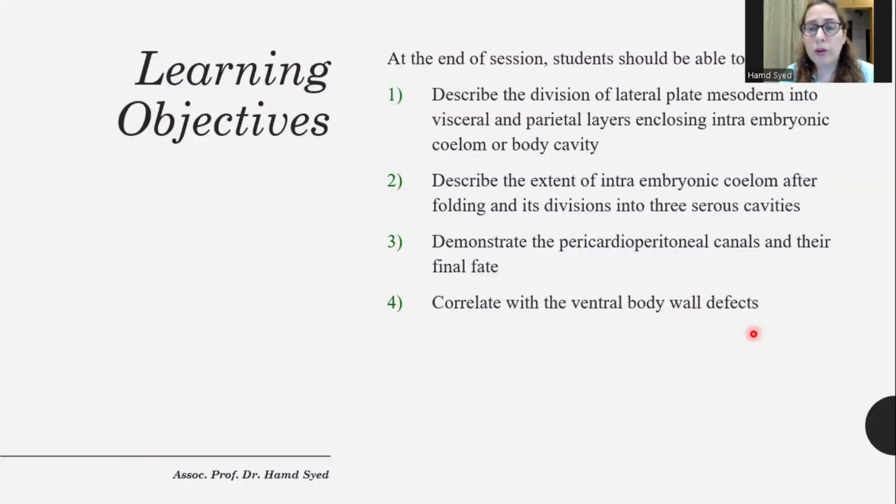So today our learning objectives are going to be that we shall describe the division of the lateral plate mesoderm into visceral and parietal layers enclosing the intraembryonic coelom or body cavity. Also, we'll describe the extent of intraembryonic coelom after folding and its divisions into three serous cavities. Also, we'll demonstrate the pericardio-peritoneal canals and their final fate, and in the end, correlate this with the ventral body defects. So, let's start with today's discussion on the body cavities.